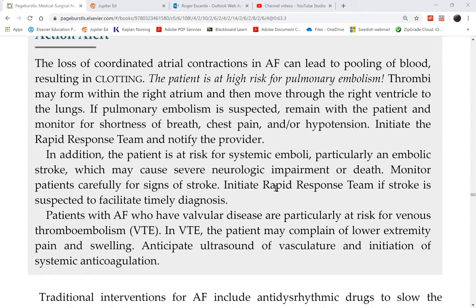Remember one of the causes of embolic stroke? The heart rhythm responsible for that. So if a patient has AFib, they can either have a PE or an embolic stroke.